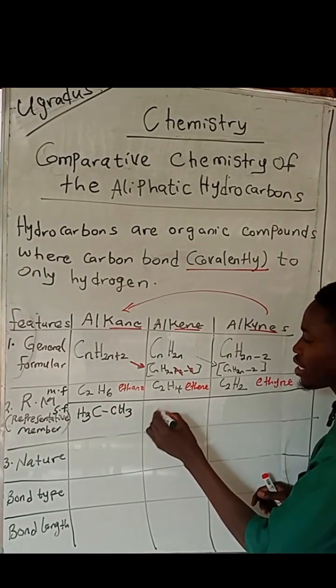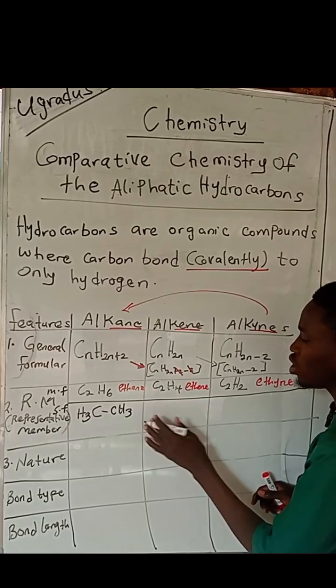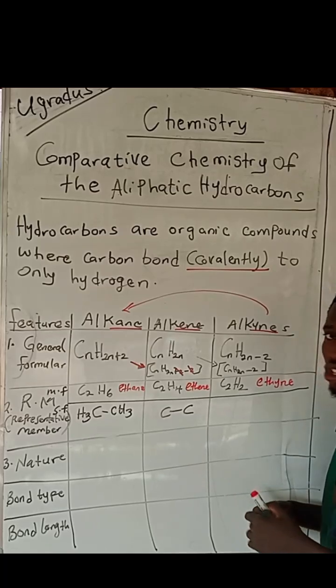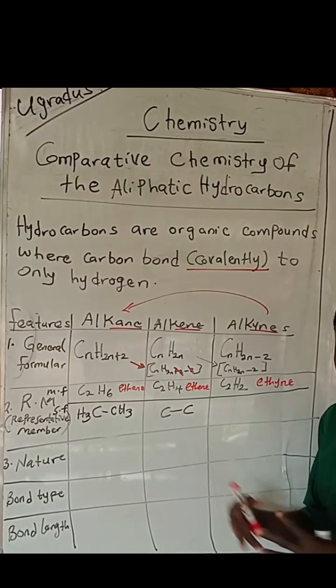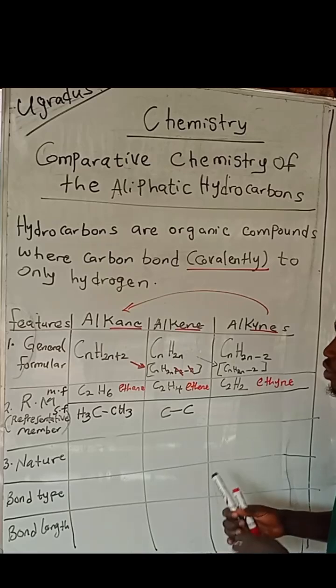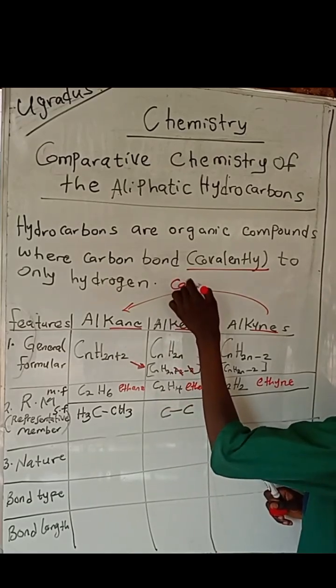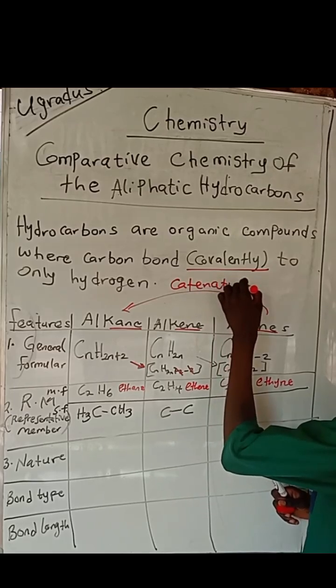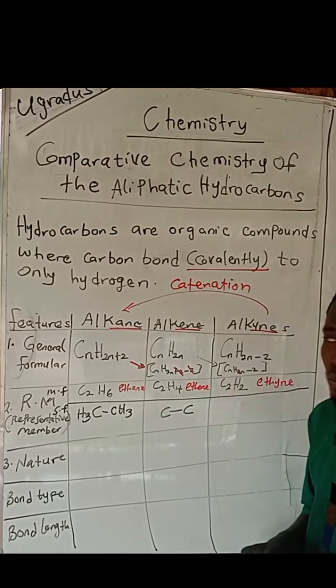For this one too, since in a non-polar bond electrons are shared equally, just let the 2 carbon catenate with each other. When carbon atoms combine with themselves, it is called catenation. You can write it down. Catenation is a phenomenon that explains the ability of carbon to bond with itself.